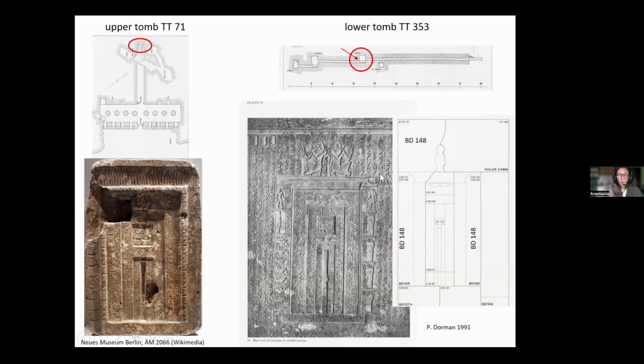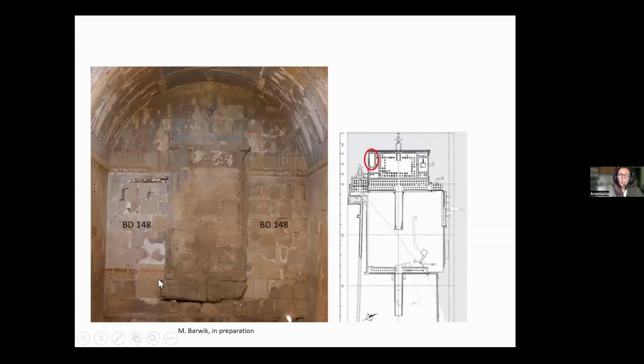Book of the Dead, chapter 148, surrounds his false door, and the same chapter was surrounding the false door in his upper tomb. The false door itself is now in Berlin. And the same chapter surrounds the false door in the cult chapel of Hatshepsut in her temple.